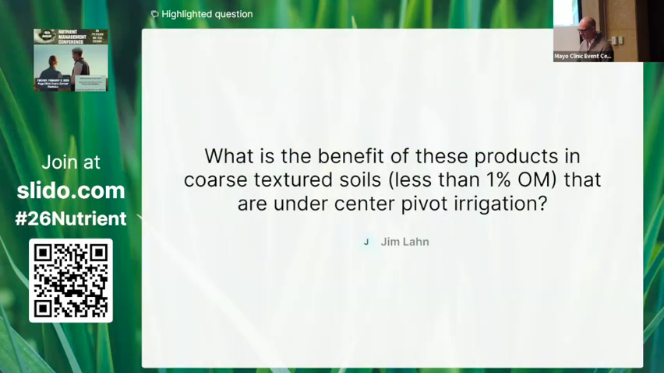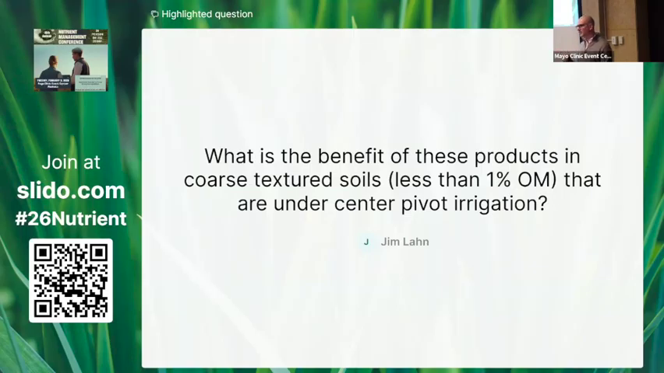What is the benefit of these products in coarse-textured soils, low in organic matter, that are under center pivot irrigation? Yes, these are cases where we would expect to see good results from these products. For example, the humic substances will help a little bit by providing more carbon to that soil. If the microorganisms in there are starving, they would have an extra source of carbon to work on. There would also be higher charge sites for nutrients to be held in those soils.